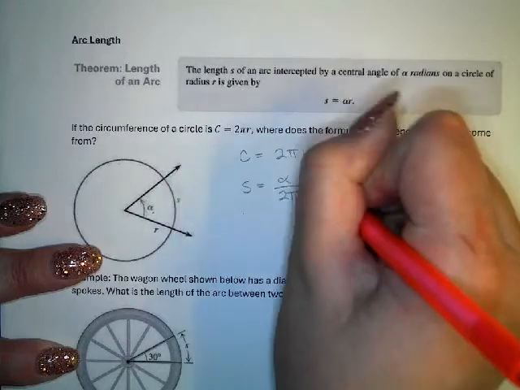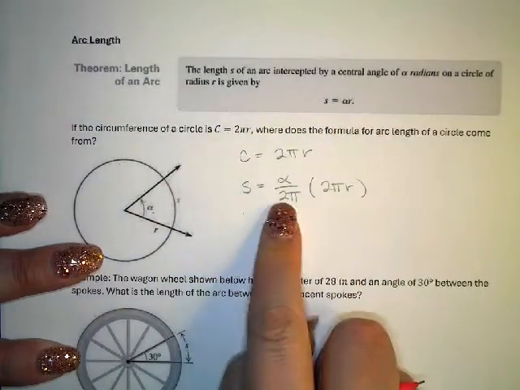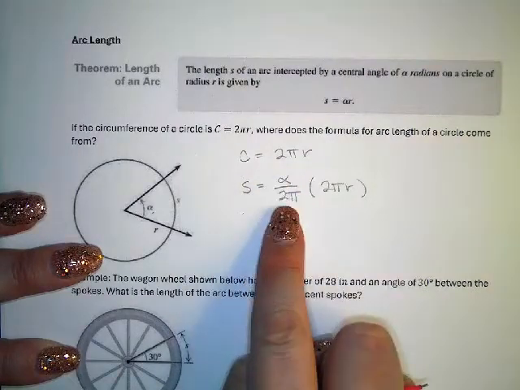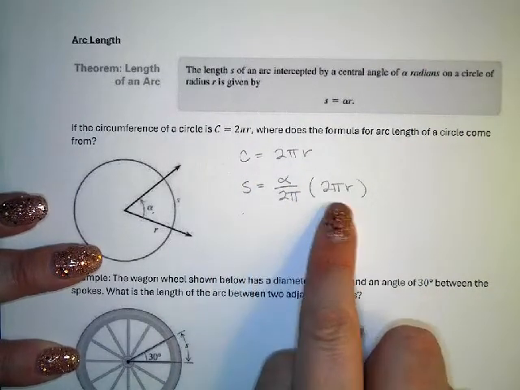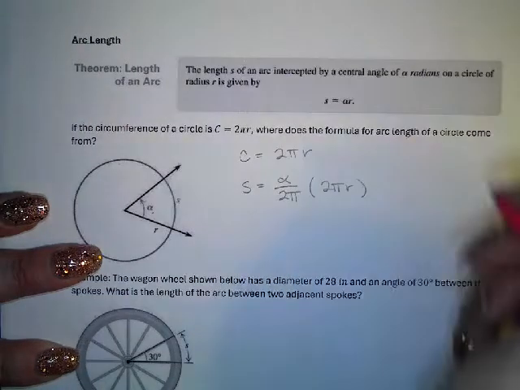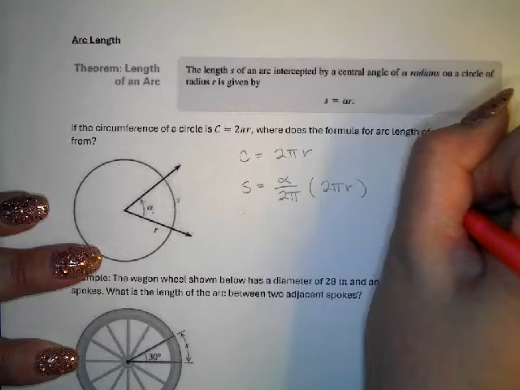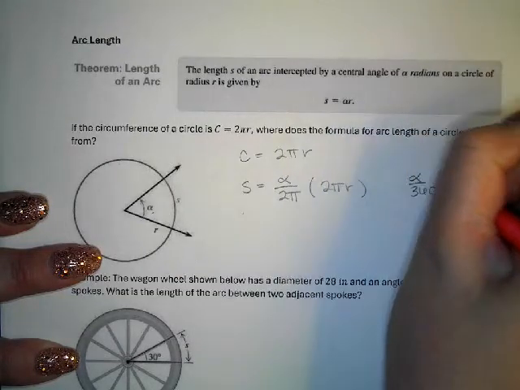So this is the portion of the circle divided by the whole circle, times the circumference, is going to give us just a portion. It's going to give us the arc length. Alternatively, you might have seen something like alpha out of 360 times 2 pi r if you were using this formula in terms of degrees.